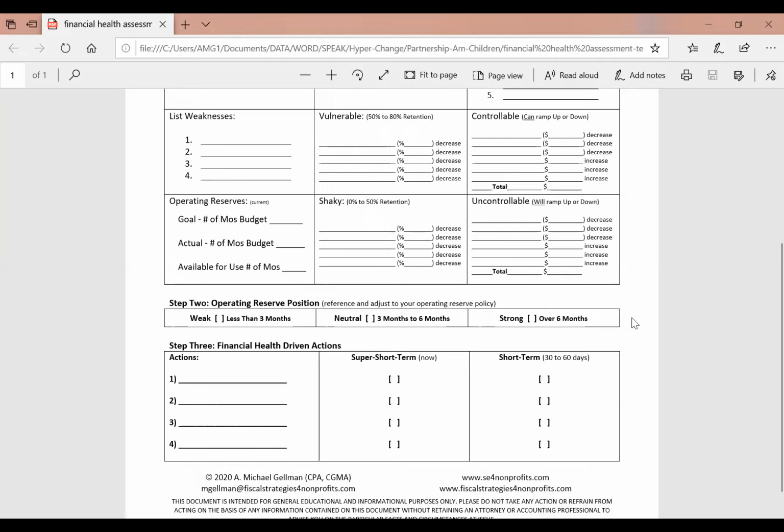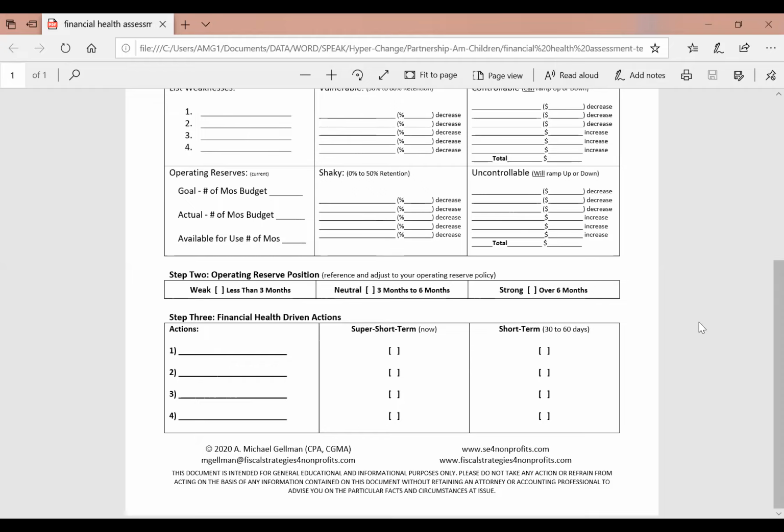If you have an operating reserve policy, a formal one in place, you will use this. If you don't, you will temporarily adopt what I call a formal policy and figure out what your goal would be if you were putting one in place, and you'd probably be starting with the 3 month mark, unless you already have substantial reserves, and then you'd be in the 6 to 12 month.